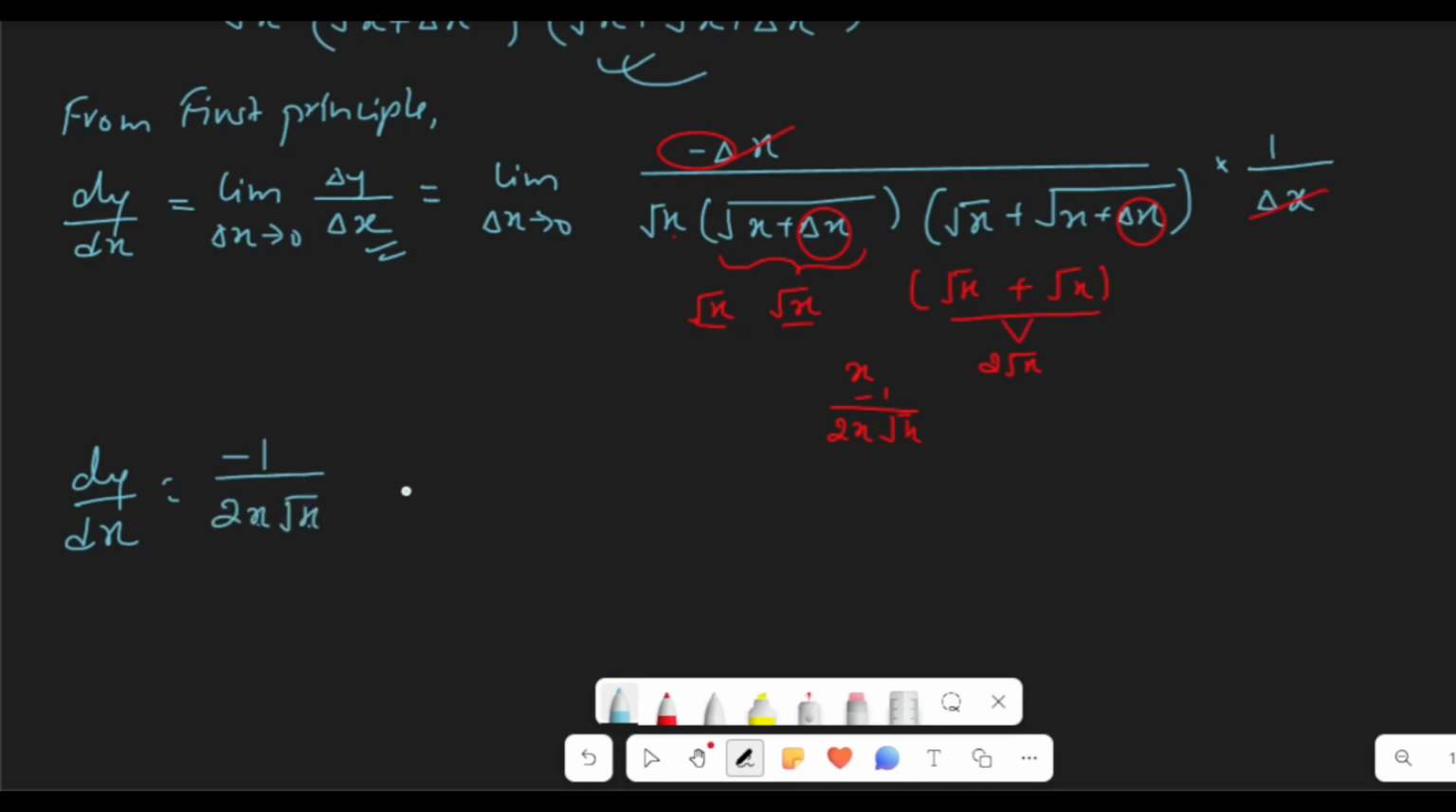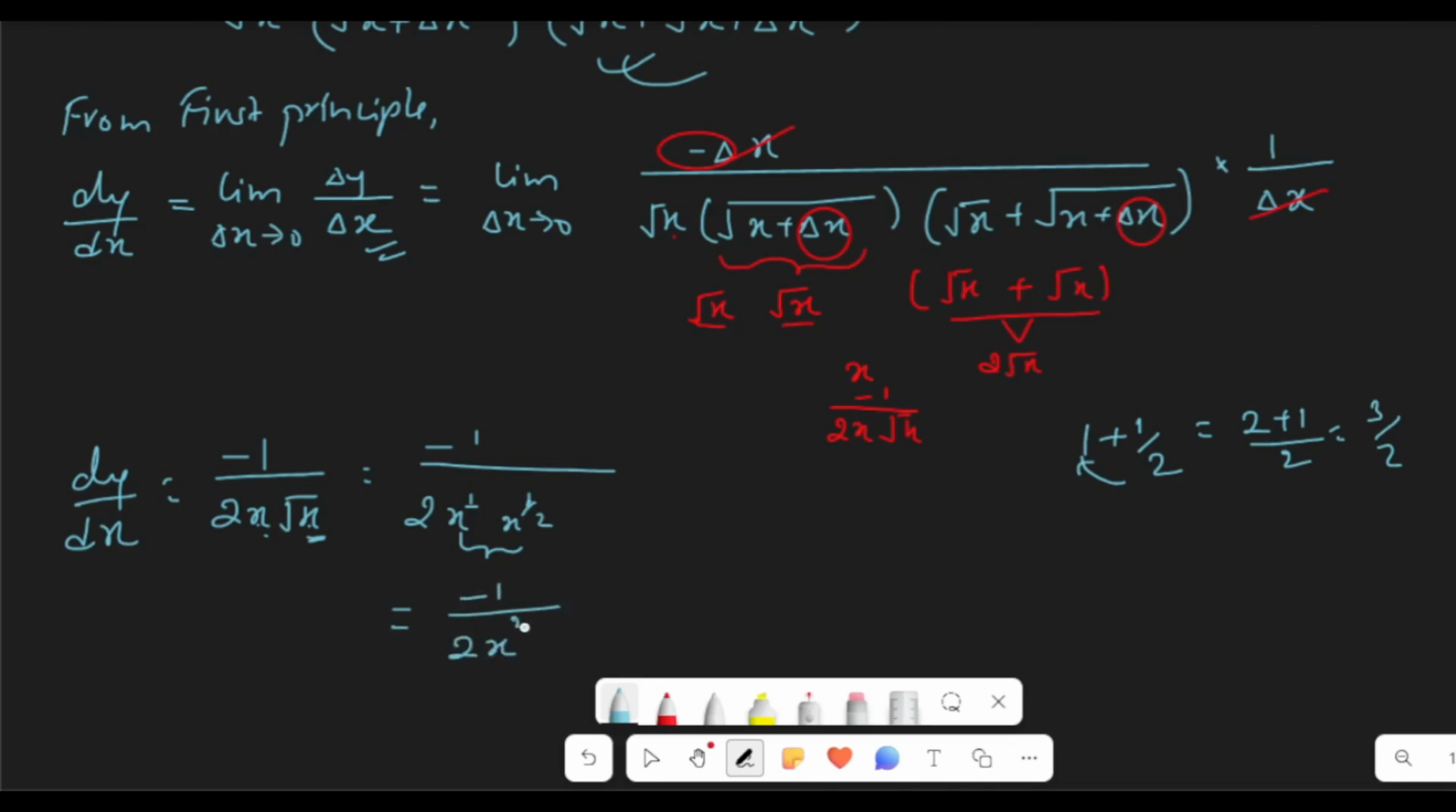Now since we have x here, let's multiply these two. Here x power 1, and this is x power half. When we have the same base, what do we do? We add their powers when we are multiplying. Correct? So we add 1 plus 1 half, which is nothing but 2 plus 1 divided by 2, this is 3 by 2. So the total power for x is 3 by 2, giving 2x to the power 3 by 2. This is the derivative of 1 by root x.